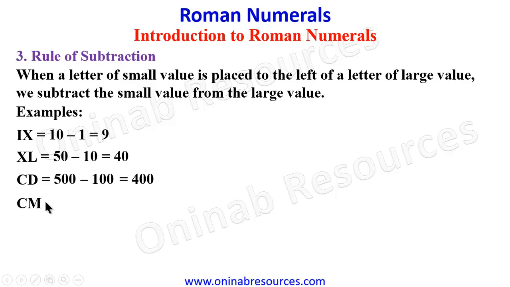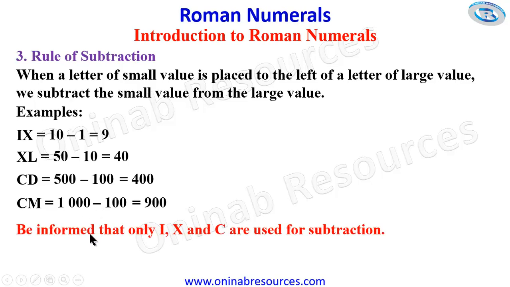Then we have CM. C is 100 and M is 1000. It means we are going to have 1000 minus 100, thereby giving CM to be 900. So this is the highest we can give for examples for rule of subtraction. Then be informed that only I, X, and C are used for subtraction.